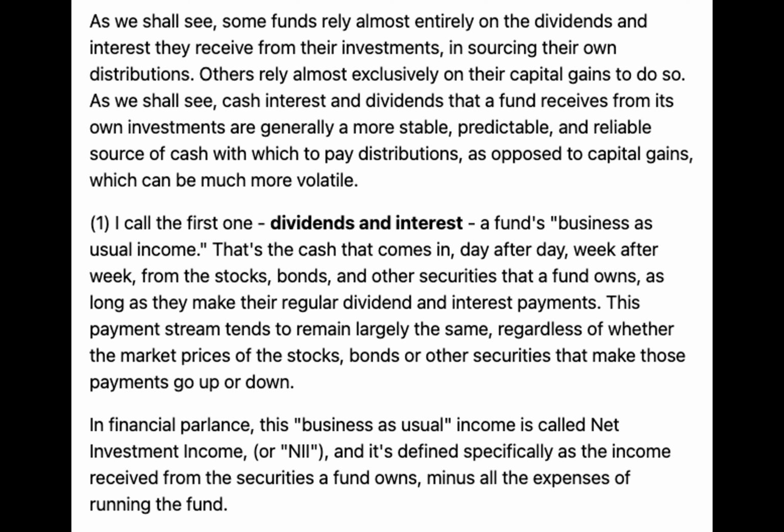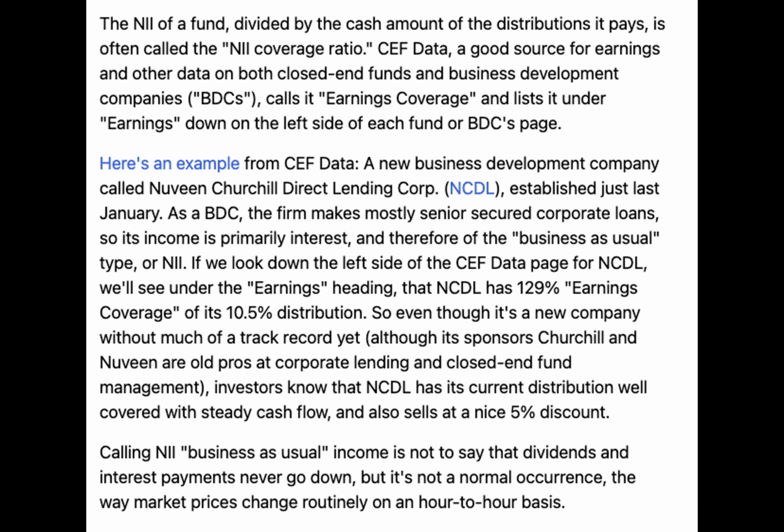In financial parlance, this business-as-usual income is called net investment income, or NII, and it's defined specifically as the income received from the securities a fund owns, minus all the expenses of running the fund. The NII of a fund, divided by the cash amount of the distributions it pays, is often called the NII coverage ratio. CEF data, a good source for earnings and other data on both closed-end funds and business development companies, BDCs, calls it earnings coverage and lists it under earnings down on the left side of each fund or BDC's page.